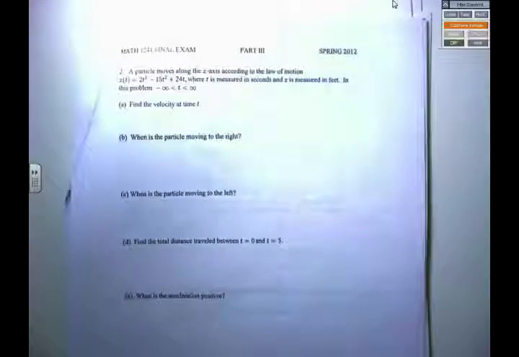Take a look at number 2. You know they're going to give you one of these physics problems because this is your life. All right, you're an engineering science major here, math majors and the like. Physics is your life. Let's take a look at this thing.